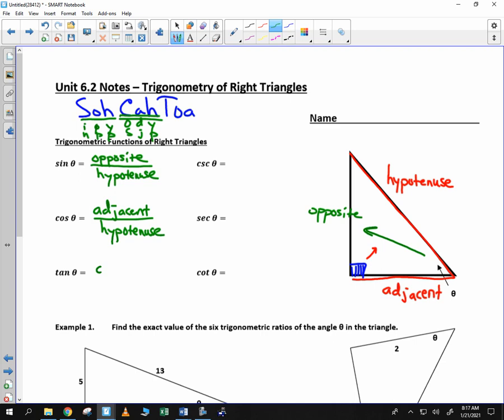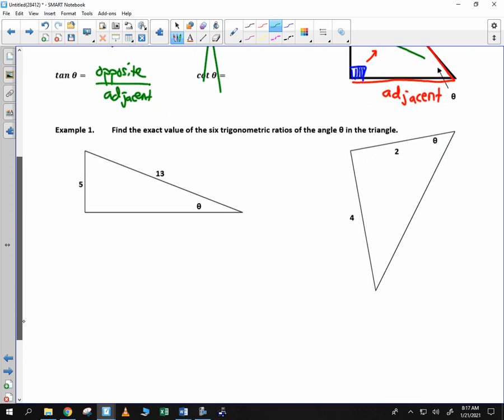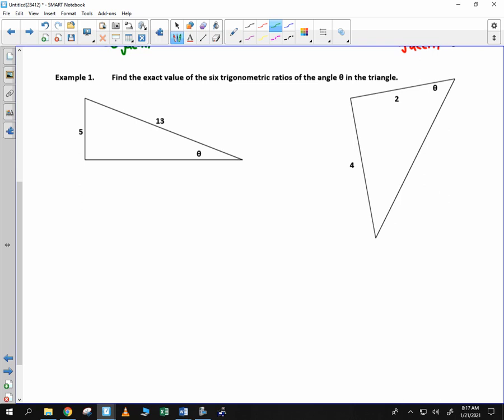And tangent is the opposite divided by the adjacent. So you see tangent, opposite, adjacent. We won't worry about these. We really don't use them when it comes to right triangle trig. So it says find the exact value of the 6 trigonometric ratios of the angle theta in the triangle. Instead of doing 6, we'll do 3.